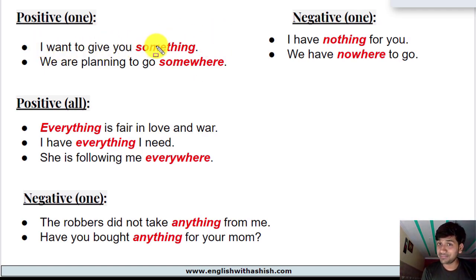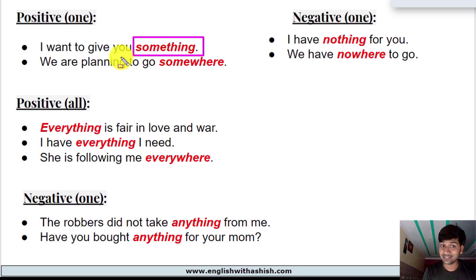I want to give you something. I don't want to tell you what that thing is, so I'm using an indefinite pronoun. I want to give you what? Something. Indefinite pronoun, object of the verb give. Direct object, right? So, a positive sentence referring to a thing. Singular. I want to give you something. Something is bothering me.